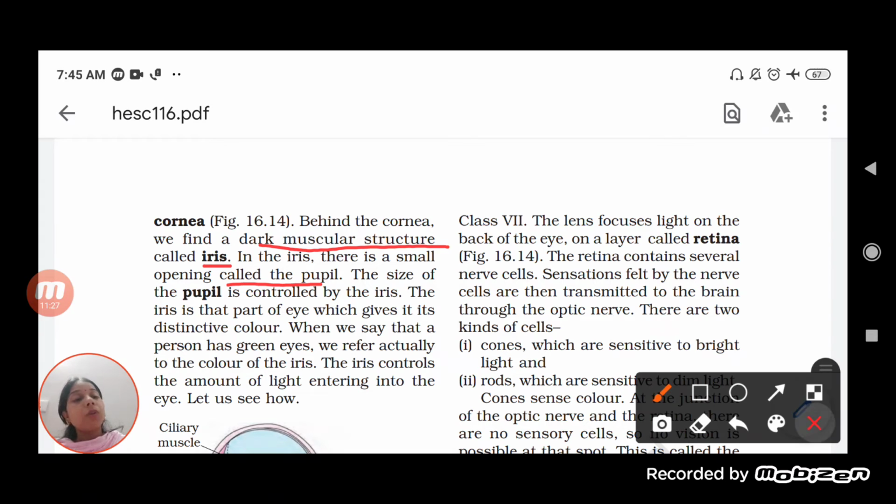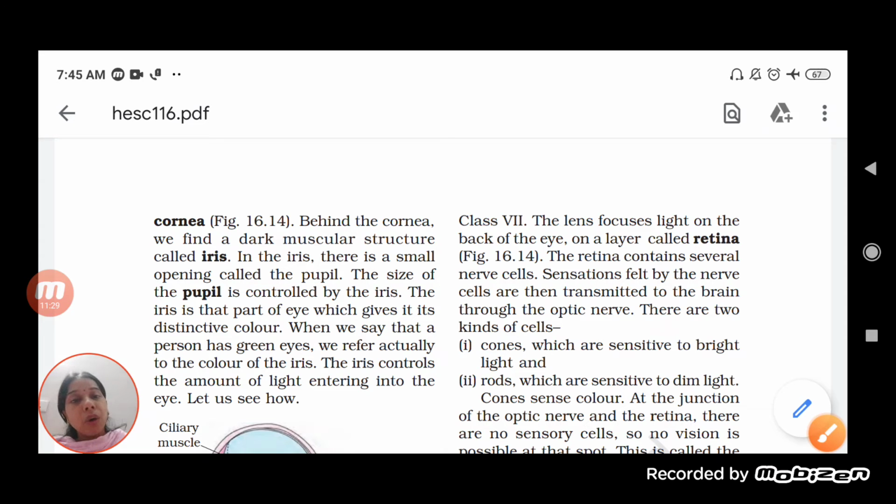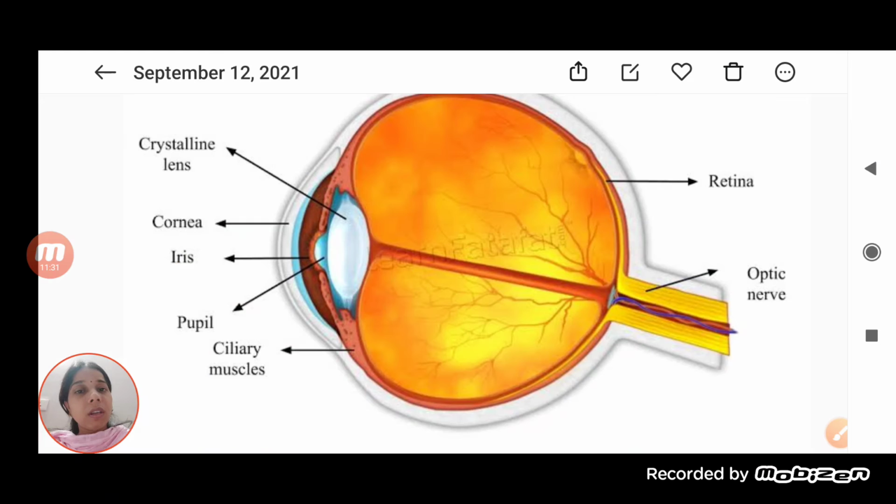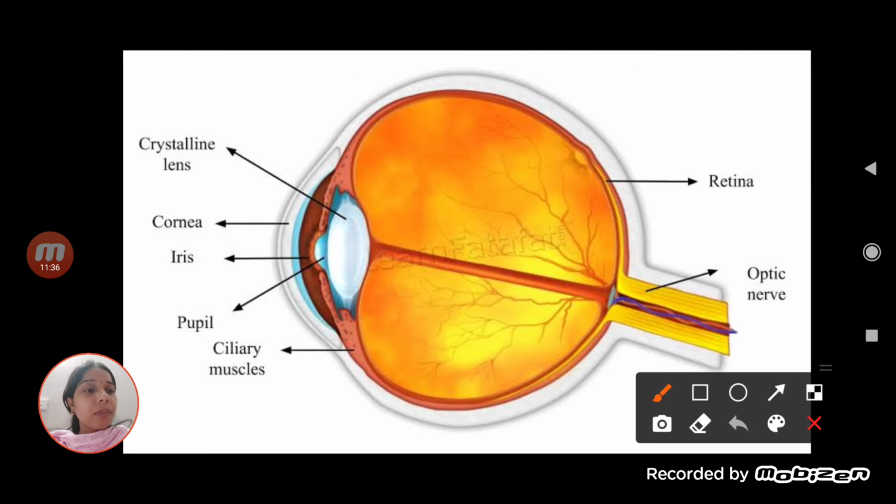So let us start to understand with that of the cornea itself. See here, students, this is the cornea. And the cornea is what? It is the transparent part which bulges outward. That's why it was written there that it is the transparent outer part. So this is the transparent bulging part of the eye, and basically, this is that part through which the light enters.